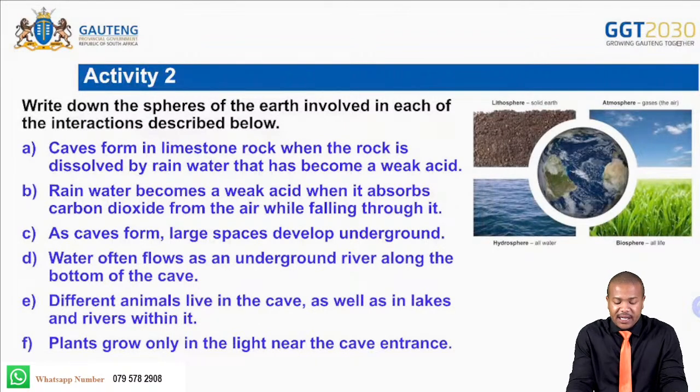So now, simply write down the spheres of the Earth involved in each of the interactions described below. I'm going to give you a brief 4 minutes to copy and complete this activity. Then after that, we're going to mark together.